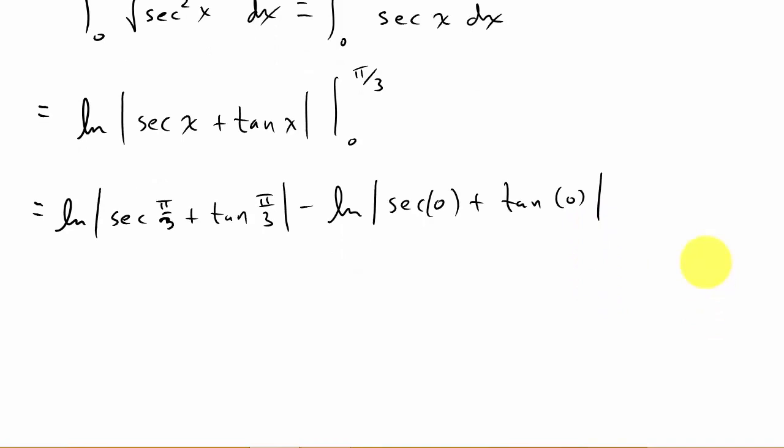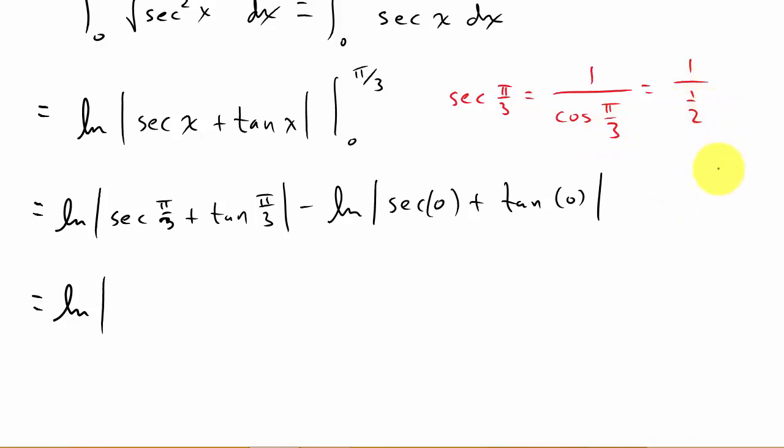Alright, so let's see what we've got here. This is the natural log of secant of pi over 3. Alright, let's see if we can do that. So secant of pi over 3 is 1 over cosine pi over 3. So that's 1 over, and what's the cosine of pi over 3? 1 half. So 1 over 1 half gives us 2. So that's 2 plus the tangent of pi over 3. Do we remember our special angles? Tangent of pi over 3. Remember, pi over 3 is 60 degrees, so that's the square root of 3, minus the natural log.